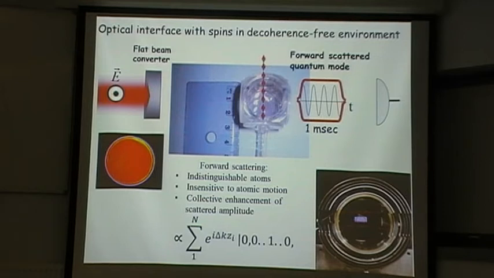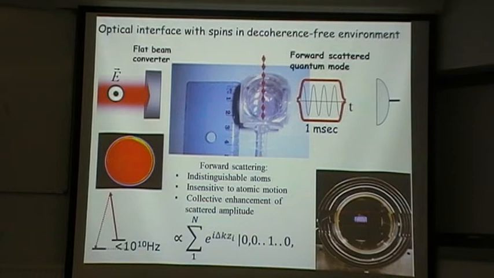And this is achieved by a few tricks. First of all, we're working off-resonantly, so the excitation and forward scattering is kind of a Raman process. So we work off-resonantly for the optical transition, which means that the Doppler broadening of atoms is irrelevant. And if the scale of the frequency splitting between the two levels which encode our qubit is larger than the size of this cell, then atoms scatter forward in an indistinguishable fashion.